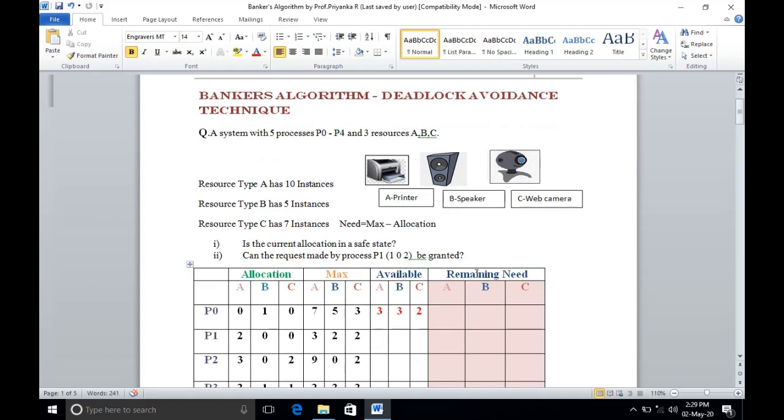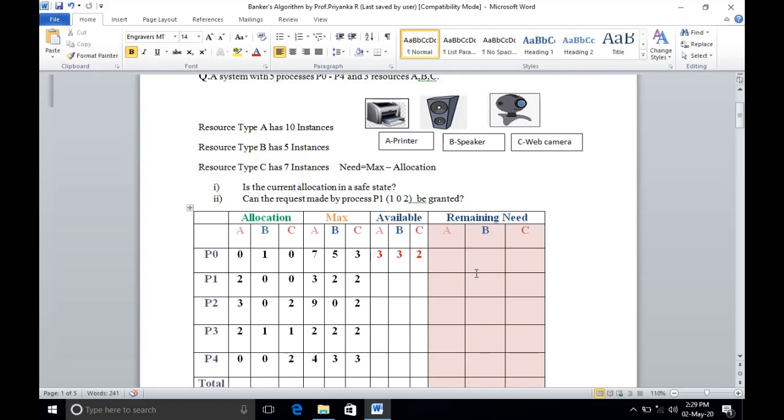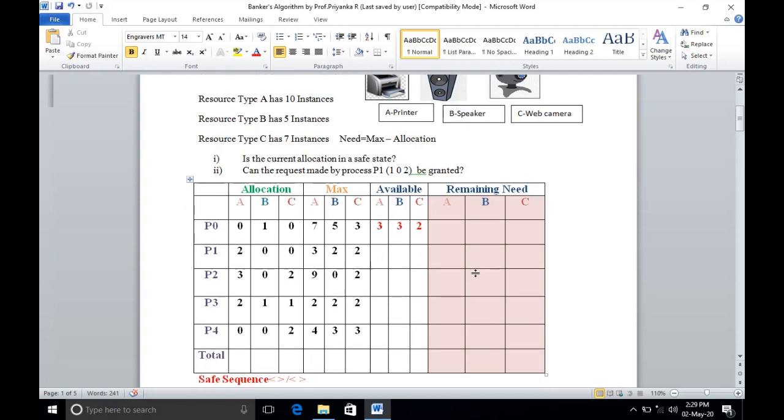So moving forward, we shall see the data given in the question, which is the allocation table and the max table. Towards our left hand side, which is the y-axis, we have the processes from P0 to P4, and the x-axis shows the various resources. In our case, it is a printer, speaker, and a web camera. The first three columns represent the allocation, a snapshot of allocation at time T0.